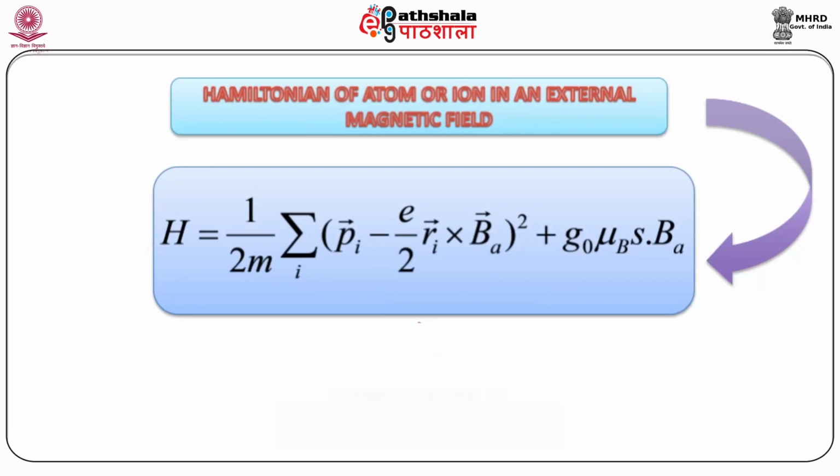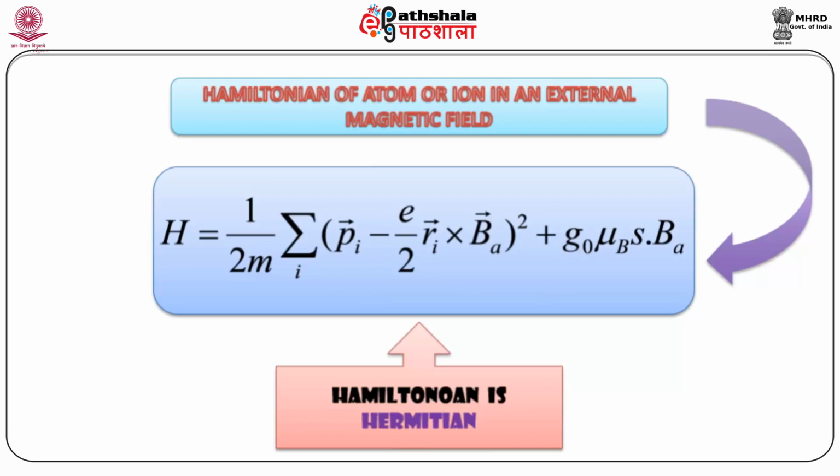So in this slide, we will basically talk about the Hamiltonian of an atom or an ion in an external magnetic field. This Hamiltonian is written like this. I'm sure that you might be familiar with this kind of Hamiltonian. This Hamiltonian is equal to 1 by 2m summation over i of (vector pi minus e by 2 ri cross Ba) whole square plus g naught mu B S dot Ba.